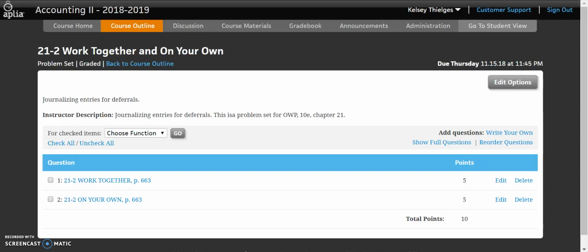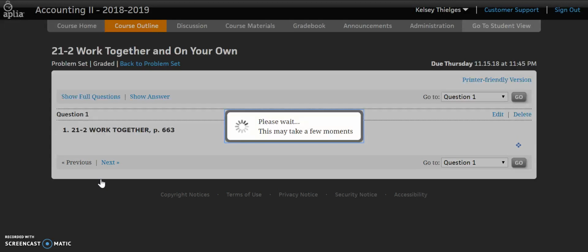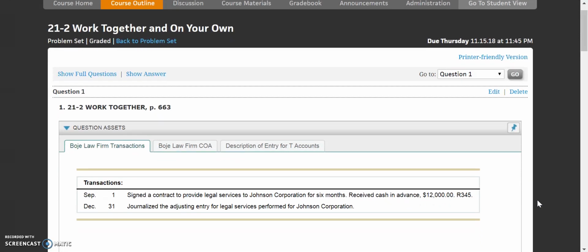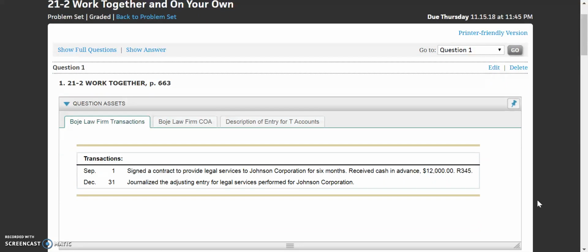Okay, welcome to 21-2 Work Together. We're doing some deferrals here, journalizing them, and then looking at how they affect some T account balances. So I'm just going to scroll through this quick because it looks a little different. Normally we have steps, but Aplia this time decided to put it all together.